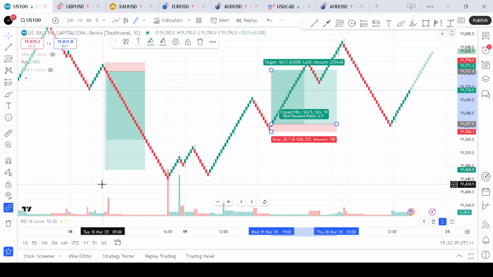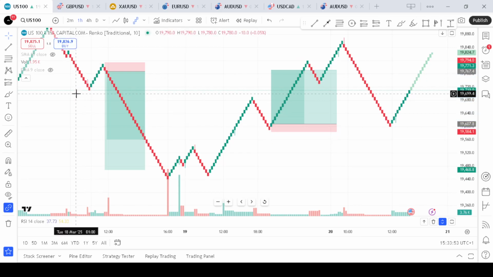You can also consider using multiple time frames. While the Renko chart already filters out noise, considering multiple time frames can provide additional context. Use larger bricks to identify the overall trend and use smaller bricks for precise entry and exit points.